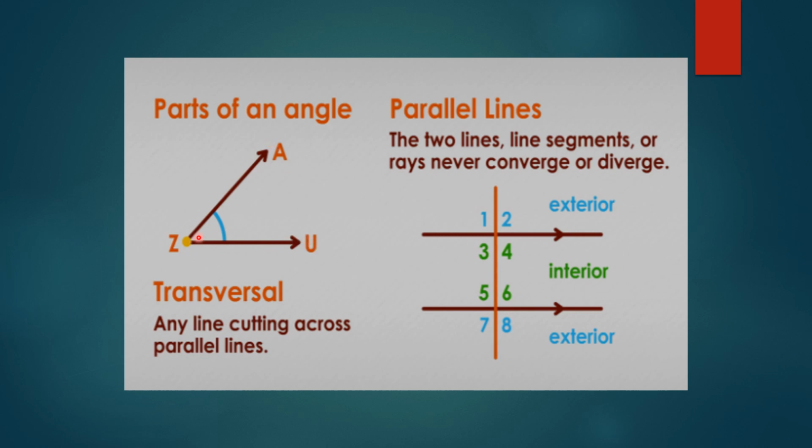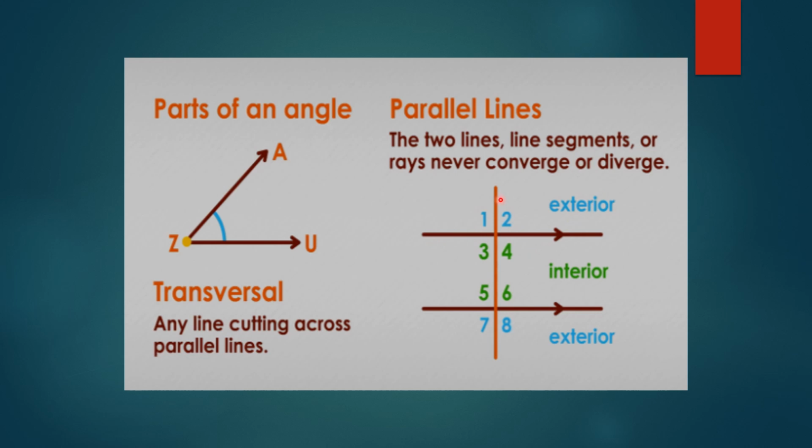So let's talk about this angle. AZ and ZU are the two arms of an angle, and any line cutting across parallel lines could be termed as a transversal, which we discussed in the previous slide. So here you can see the green angles are called the interior angles, and the angles which are colored with blue are the exterior angles. So angle 1, angle 2, angle 7 and angle 8 are called exterior angles, and angle 3, angle 4, angle 5 and angle 6 are interior angles.